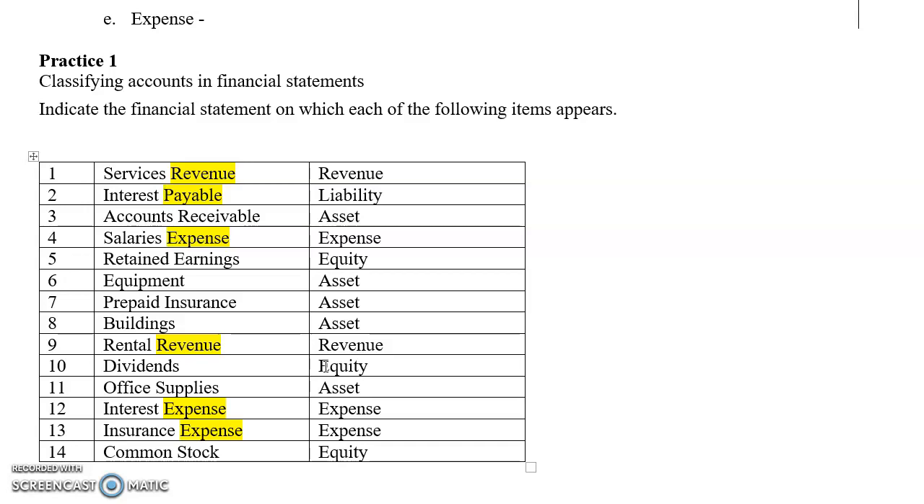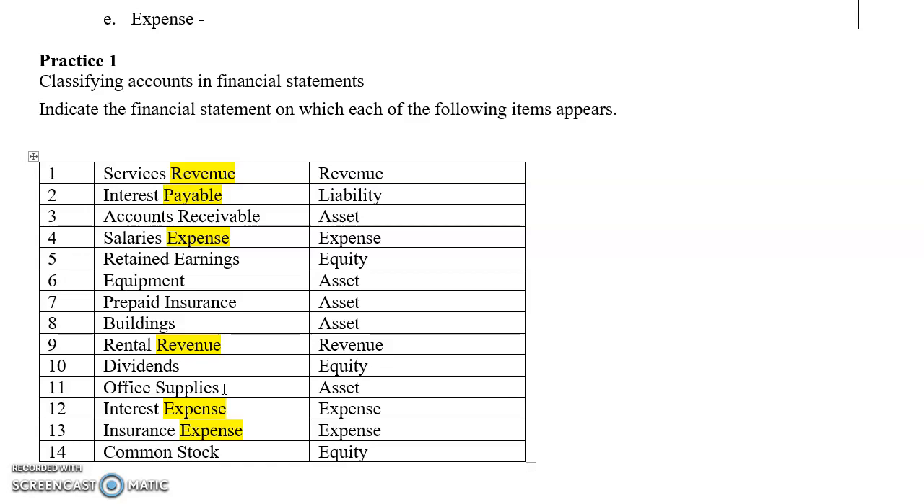So dividends, anyway, dividends are equity. Office supplies: some of y'all probably work in bookkeeping or accounting already, and there is no office supplies asset account.